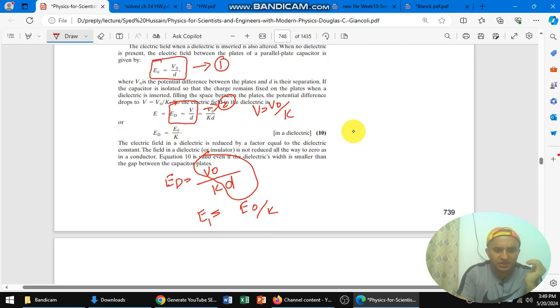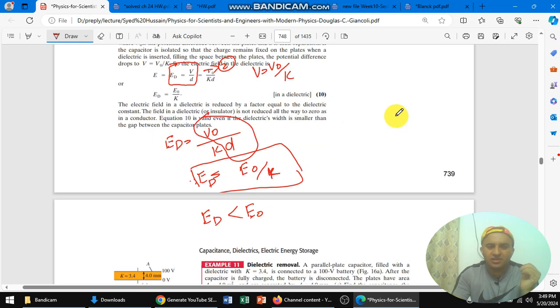You can see that the intensity for the dielectric medium has reduced by a factor of K, because K is dividing here. So E D is less than E naught. The intensity with the dielectric medium is less than the original intensity. Because the intensity reduces, the charge leakage is overcome. That is why capacitors store charge for a longer time, so the ability of a capacitor to store charge increases.